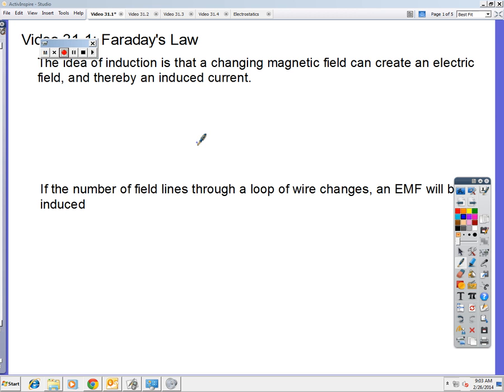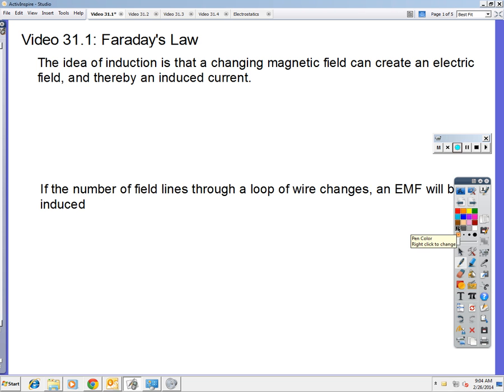Okay, this is the first video for chapter 31, which concerns electromagnetic induction. We're going to be looking at Faraday's law. What Faraday's law is about is a changing magnetic field can create an electric field, and if that electric field is created in a conductor, it will produce an electric current. So that's what we mean by induced fields and induced currents.